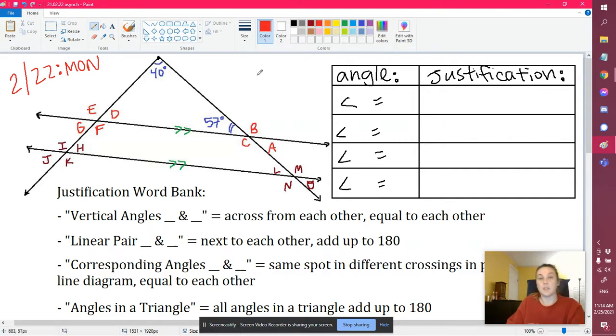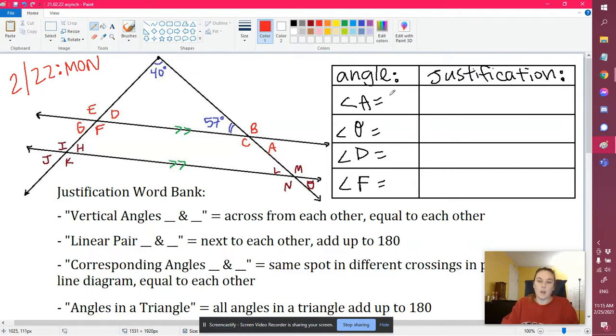Okay, so your assignment on Monday was to fill in the rest of the angles in this diagram, right? Fill in A through O and justify, like prove why they are what they are. So we'll do A, we'll do O, we'll do D, and we'll do F for our examples.